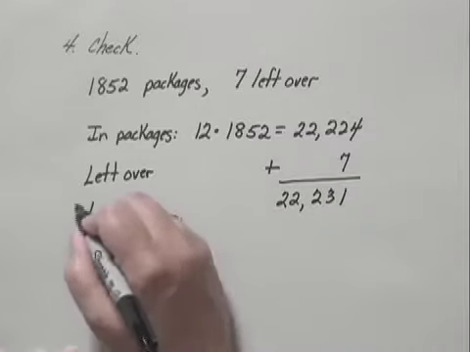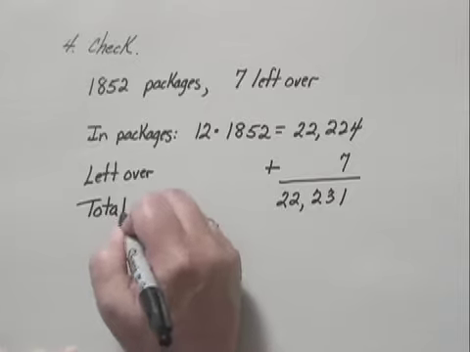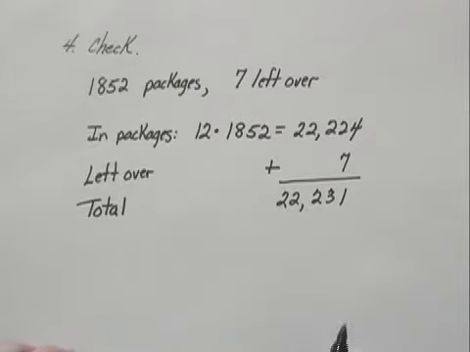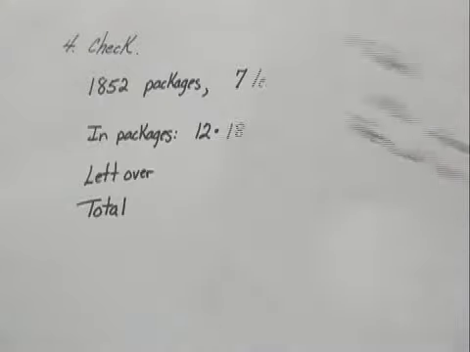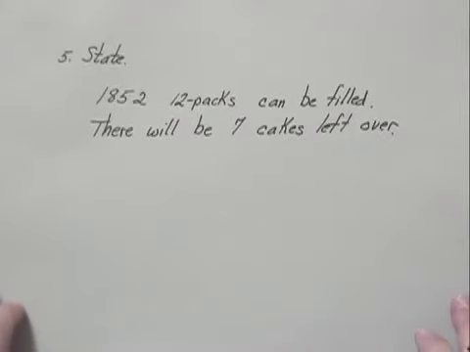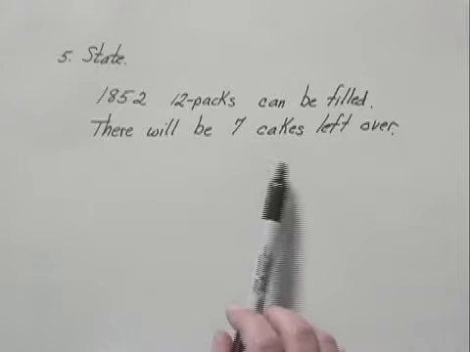22,231 was the total number of cakes, and that does check with the total that we were given in the problem. So we can feel confident that our answer is correct, and we can move to the fifth step, which is to state the answer. And we state that 1,852 12 packs can be filled, and there will be 7 cakes left over.